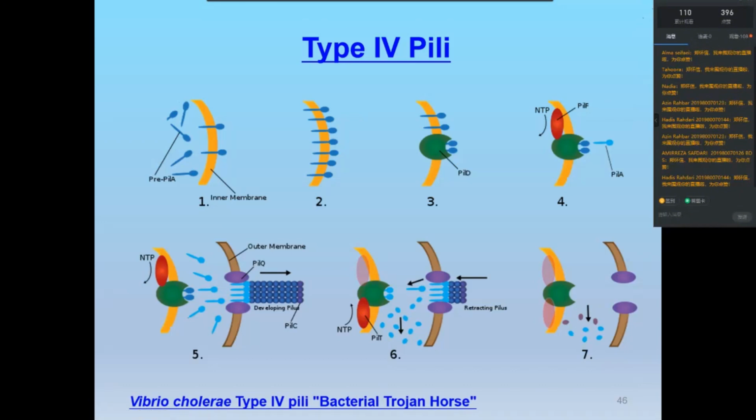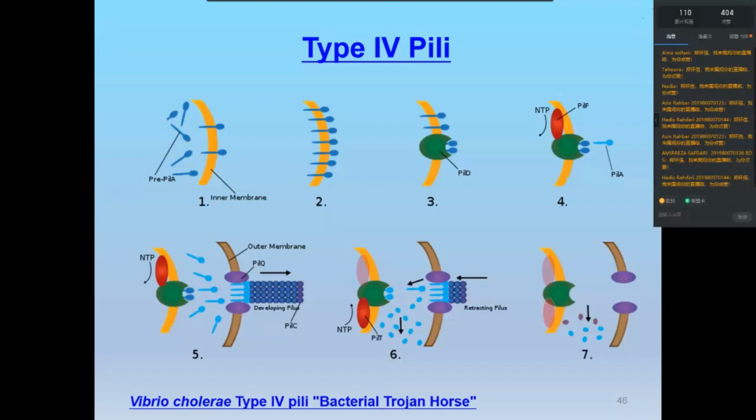The next step, what we are introducing here, is not in your textbook. Probably it's not in any textbook, because these are pretty recent discoveries in research papers. So we'll introduce another mechanism called type 4 pili, which can also mediate DNA transfer.